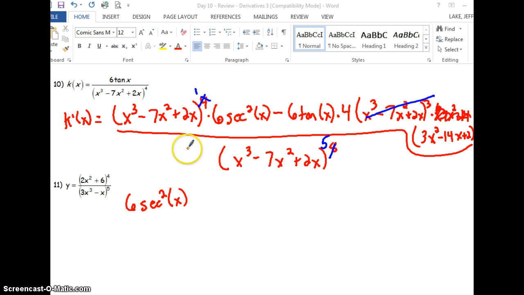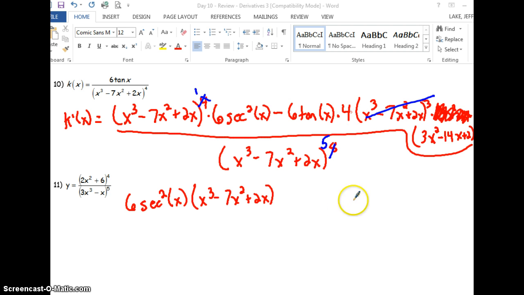I still have this trinomial, x to the third minus 7x squared plus 2x. You could have written it in front of the secant squared, that's fine. And then back in this back side now, I have to look to see what I have, and there's a little mess with this. Again, I apologize for that. I was running out of room.